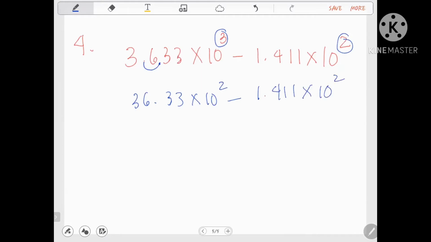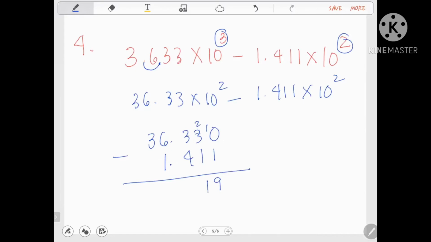As you notice, they have the same exponent now. So this time you're going to subtract. So 36.33 minus 1.411. You're going to put this 1 here because it's only 1 digit, and then this has 2 digits. So 0.411, and then there's 0 here. 0 minus 1 can't be, so just borrow 1 here. So 10 minus 1 is 9. Then this will become 2. 2 minus 1 is 1.